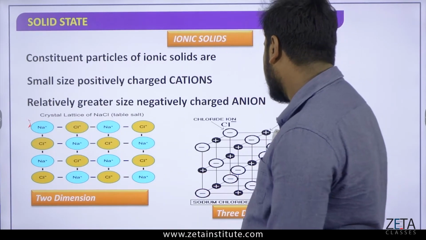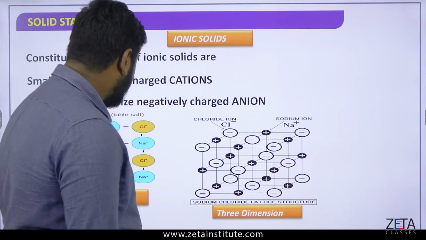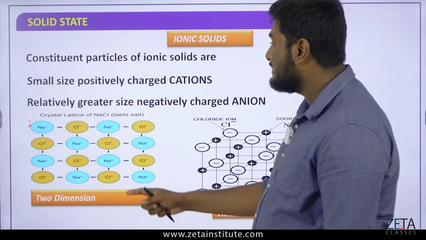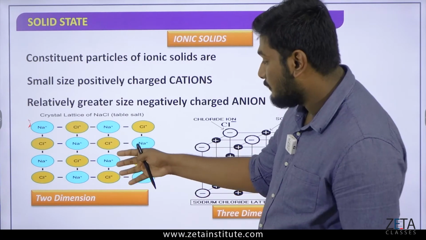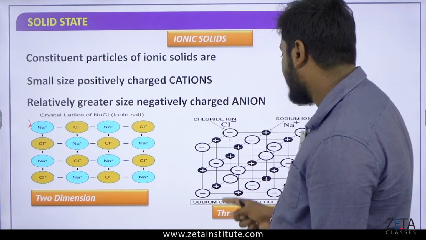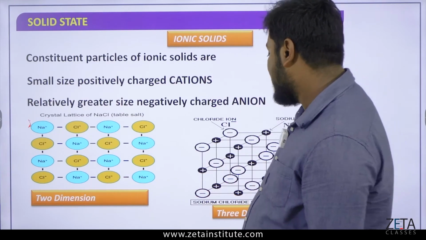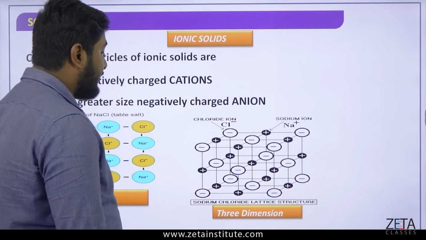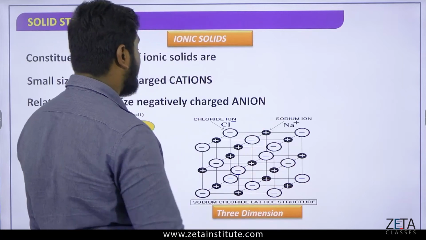Clear? And here you can see the two-dimensional and three-dimensional arrangement of this lattice. Okay, that means our arrangement. Clear? This is a crystal lattice of our NaCl, but this is in two-dimensional and this is in three-dimensional. You can see here the cations and anions are arranged. Clear? And by looking at this 3D diagram, you can say cation has small size if you are comparing with our anion.